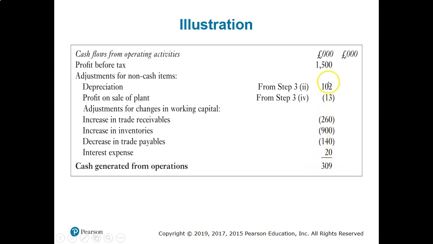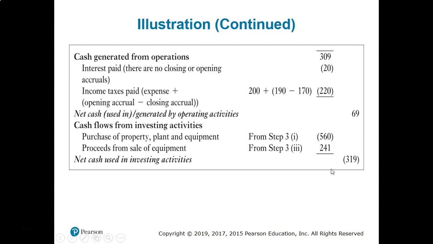And then if you adjust all these figures with profit, finally you can see 309 is the adjustments net. After adjusting these transactions with profit, finally we can see the cash generated from operations, including profit, is 309. Now, there are still some activities regarding cash generated from operations, which is 309. We have to adjust interest paid.